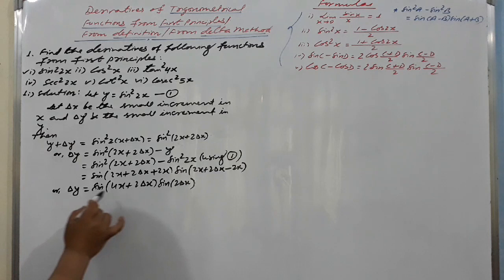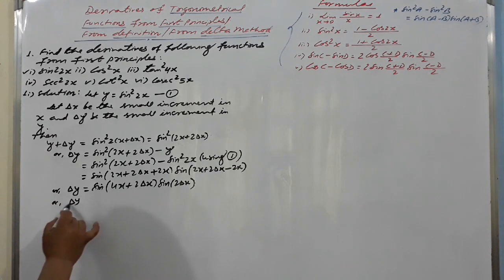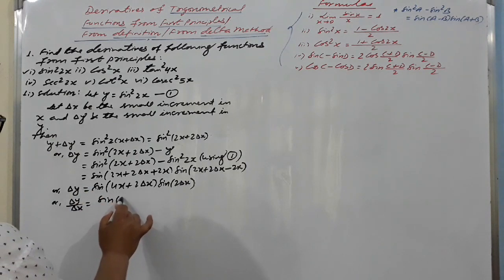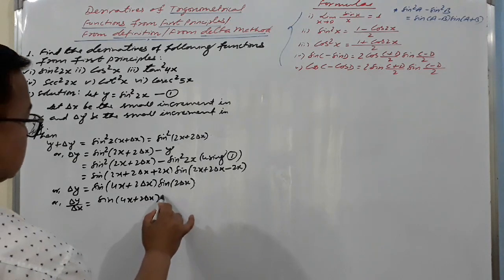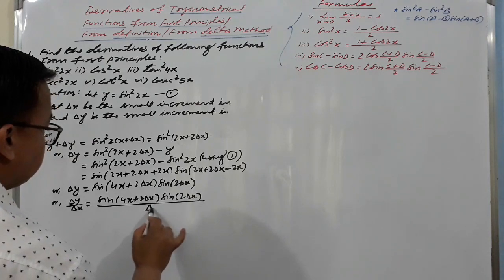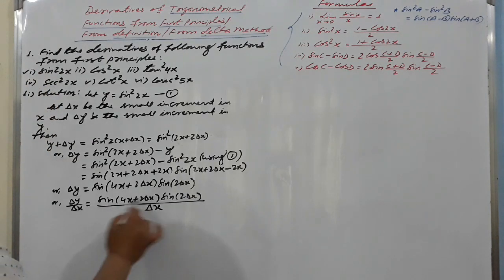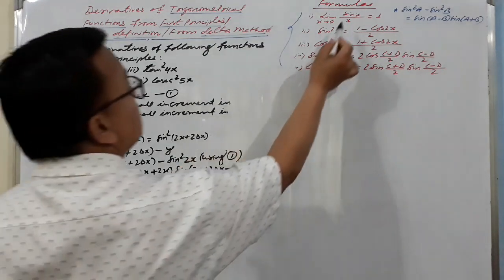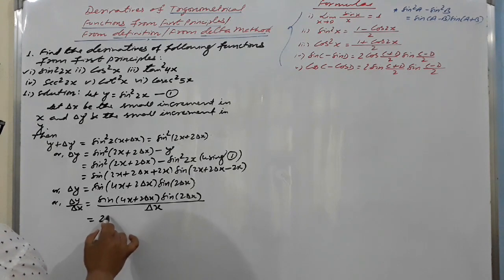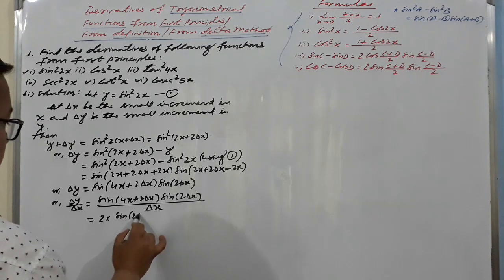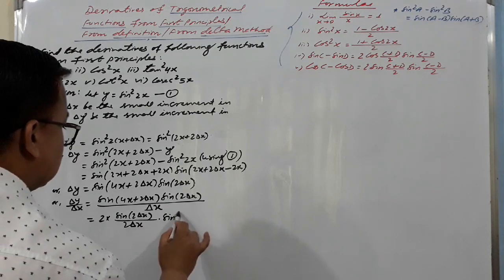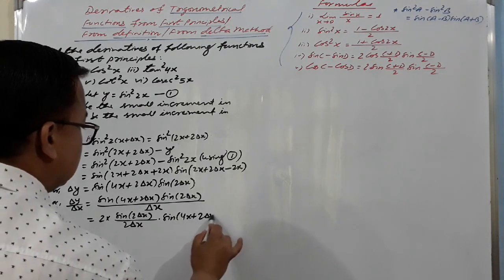Now you need to divide both sides by delta x. Delta y by delta x is equal to sine of 4x plus 2 delta x times sine of 2 delta x over delta x. No problem, so for this we can use the limit theorem. With a little bit of arrangement: 2 times sine of 2 delta x over 2 delta x, times sine of 4x plus 2 delta x.